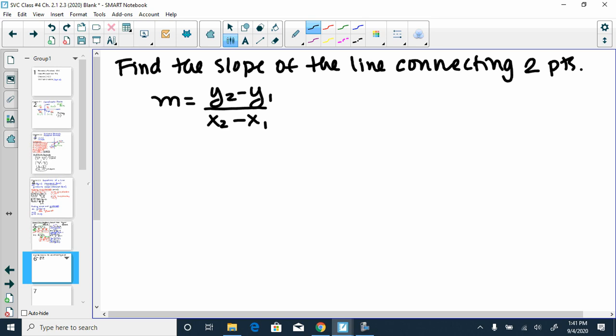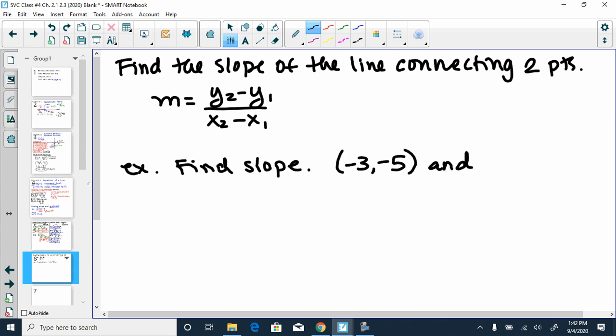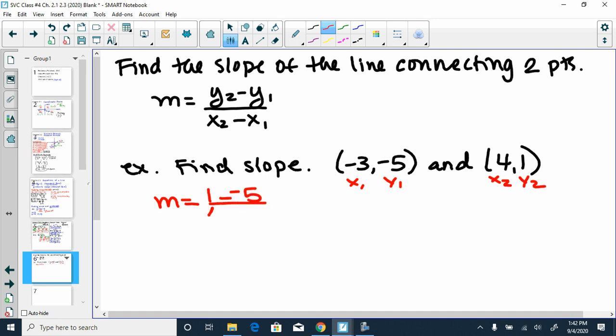All right, so example, find the slope if you have 2 points. So let's do -3, -5, and let's do 4, 1. All right, so typically what you would do, x1, y1, this is x2, y2, and we're just going to go ahead and do our formula. The slope is equal to y2 minus y1, which is a negative 5. So be very careful there. 4 minus a negative 3. Anytime you have double minuses in math class, that's plus. So 1 plus 5 on the top, 4 plus 3 in the bottom. That ends up being 6/7.